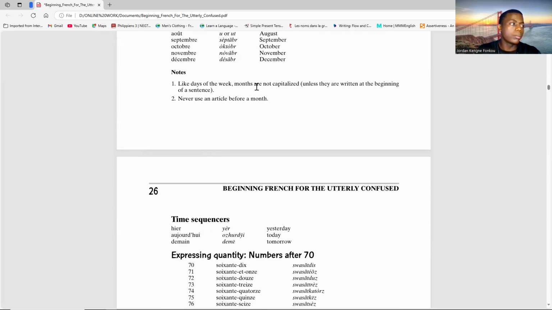So, like the days of the week, months are not capitalized. Keep this in mind always, unless they are written at the beginning of the sentence. Never use an article before a month. That's the very thing we said earlier. But with the days of the week, you could use le, like le lundi or le jeudi. With the months of the year, no. If you want to say in January, it is en janvier. We shall see that better later.